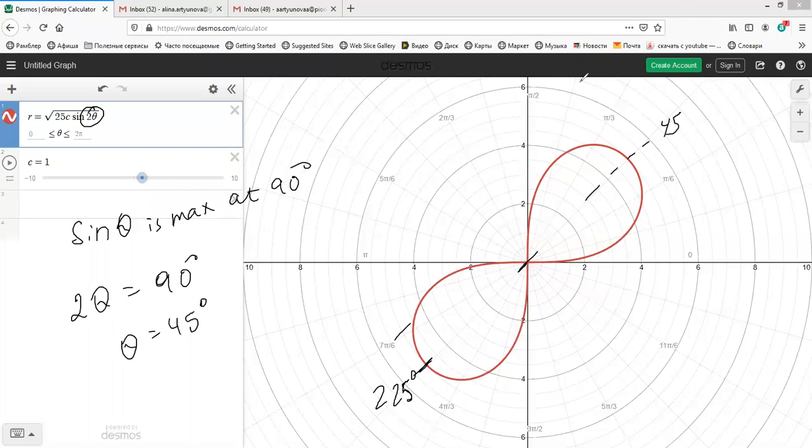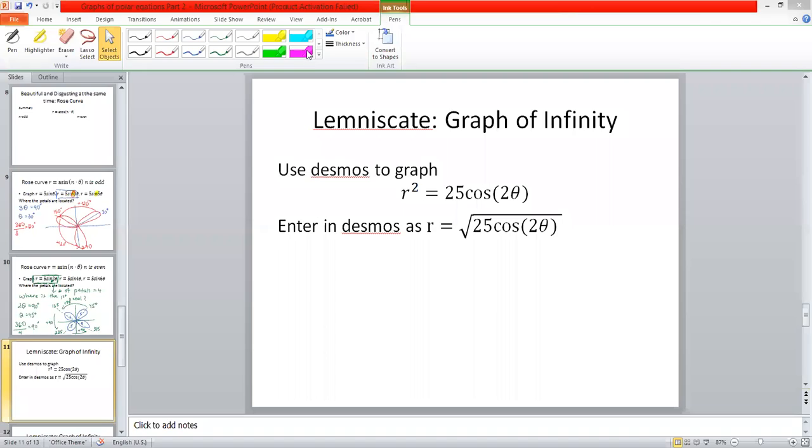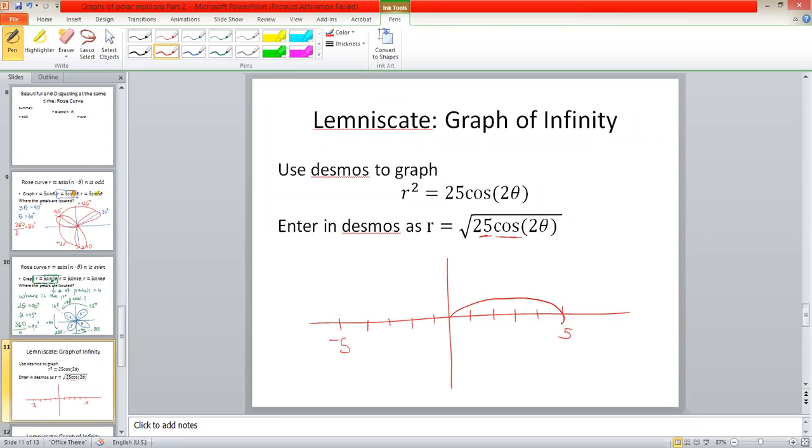All right, I'm going to stop sharing the screen and back to PowerPoint to take some notes. Lemniscate, when you're graphing cosine, it looks like a graph of infinity because it does start at 0. The first petal starts at 0, go 5 units on the x-axis, and 5 to the left. 1, 2, 3, 4, 5 to the left. And this is the graph of infinity.